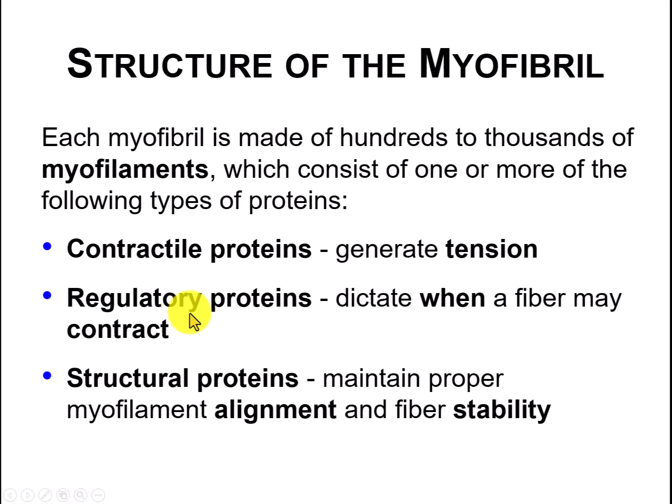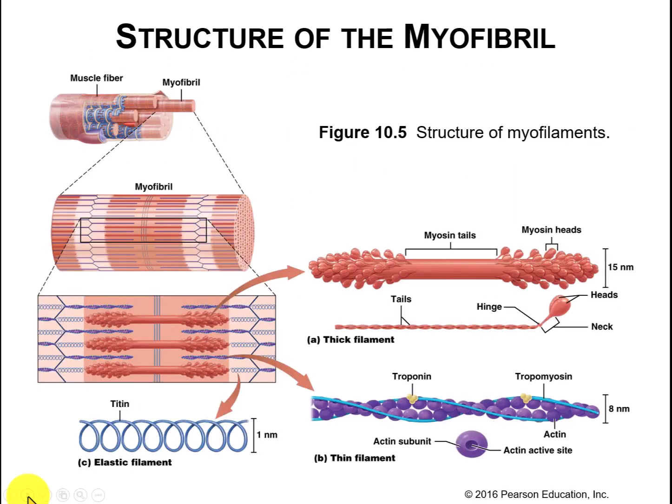And it's actually troponin, but I call it troponin because I can spell it. The structural proteins help maintain the proper myofilament alignment and fiber stability, and we'll see those with the elastic proteins. And so here are those proteins. We can see them up close and personal now.